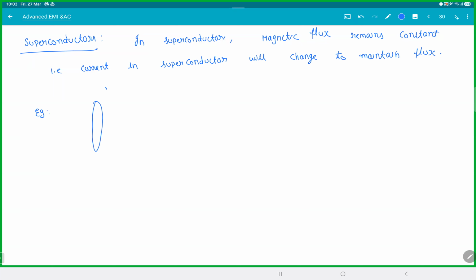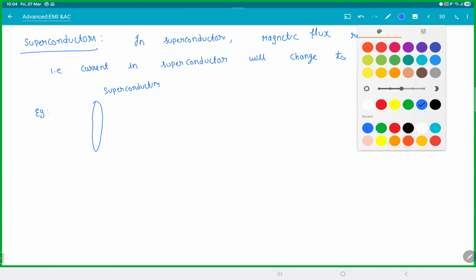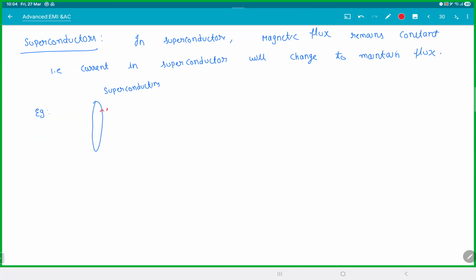Let's say we have a superconducting ring, and initially, let's say current was 0. Then you went and brought a magnet and kept it here. Now this magnet started generating field lines, so there is some flux. This is the flux due to the magnet. The superconductor doesn't care. It will think, okay, my flux is phi because of the magnet.